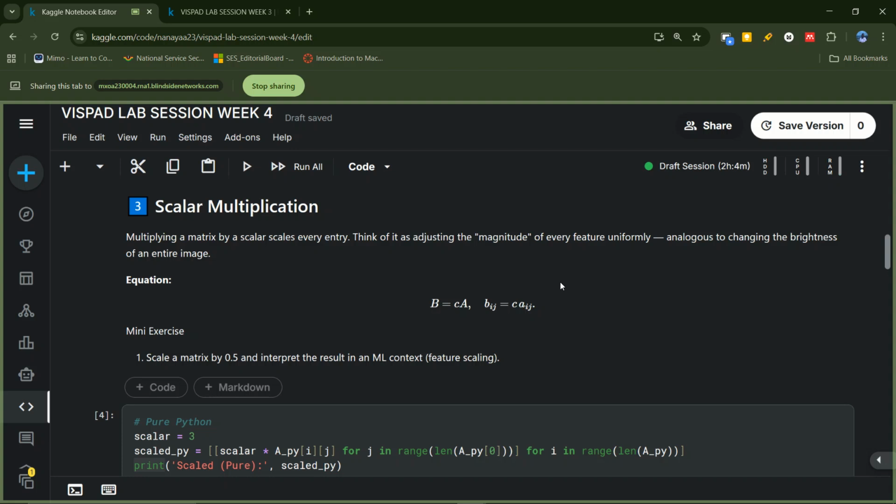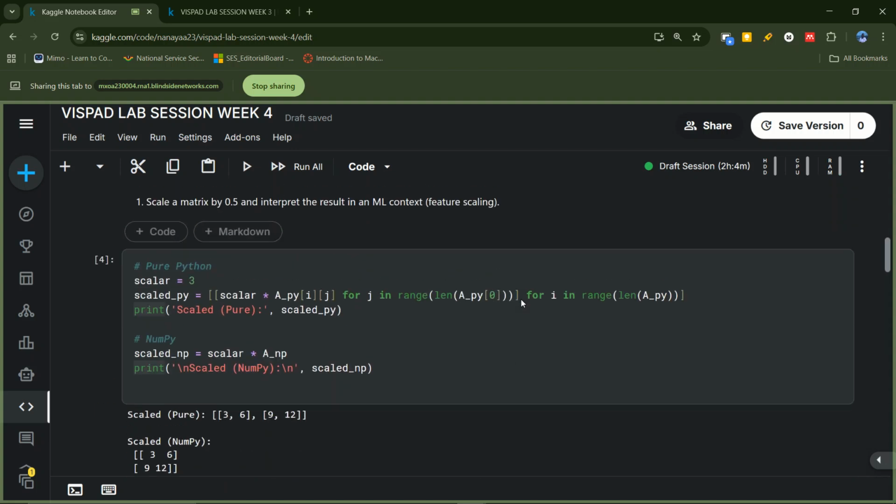We are saying that if you have a scalar and you are doing scalar multiplication, it means it will multiply each element of the matrix. So that is what this whole expression is trying to mean right here.